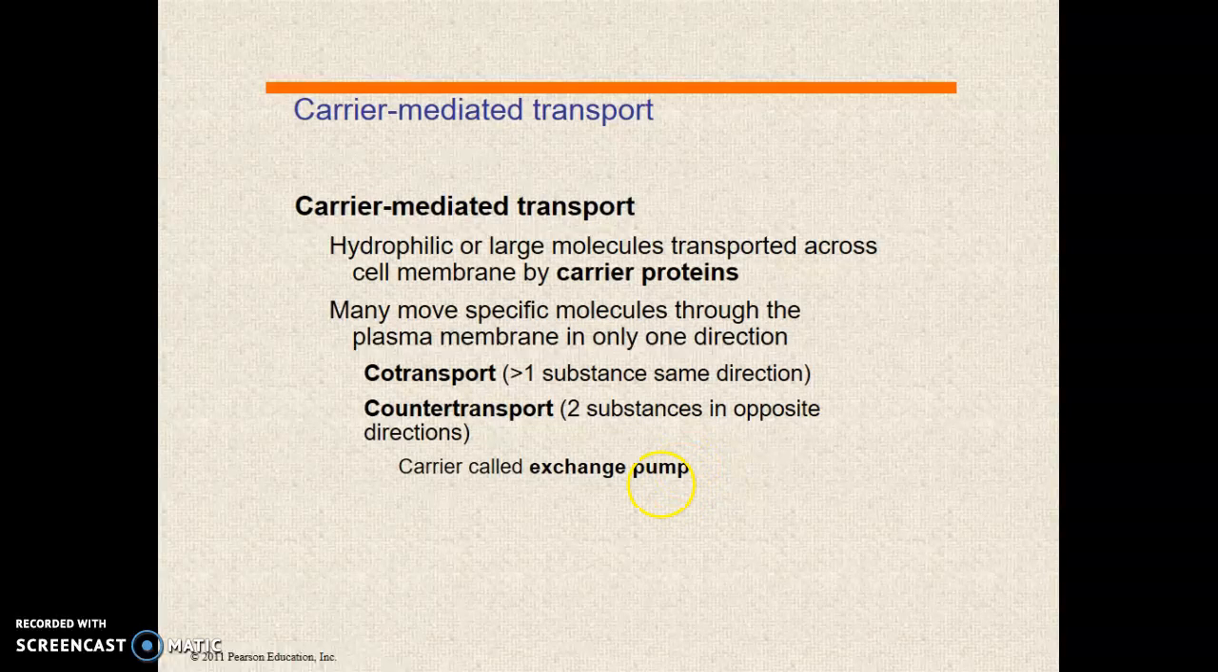Another type of transport is carrier-mediated. Our membranes have proteins in them, and these carrier proteins will help nutrients and wastes be transported across that phospholipid bilayer in our membrane. Many of these carrier transport proteins move molecules only in one direction. Countertransport is moving two molecules in opposite directions. These are called exchange pumps, and the main one we talk about is the sodium-potassium pump, where 3 sodium ions are pumped out of the cell at the same time that 2 potassium ions are pumped into the cell.